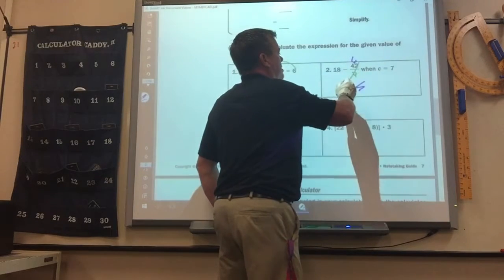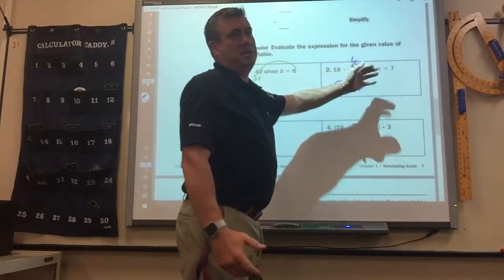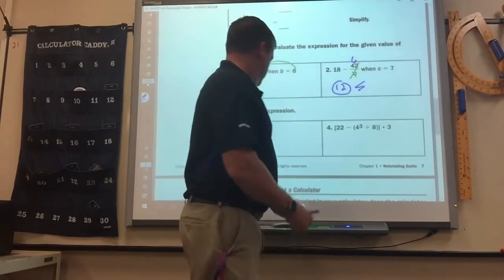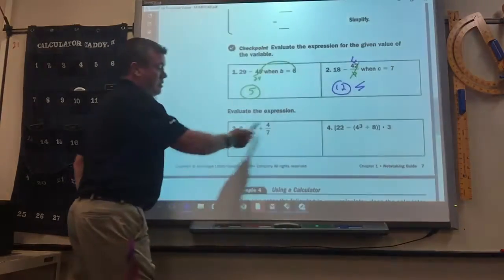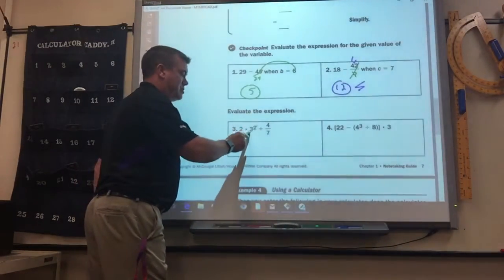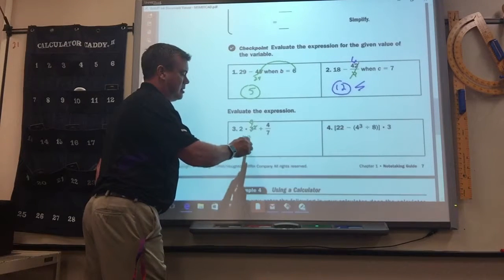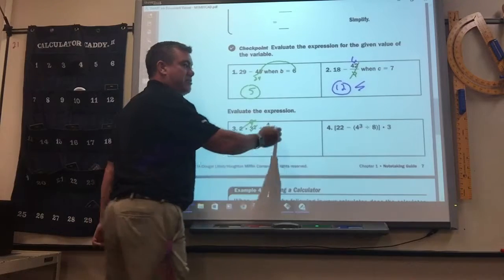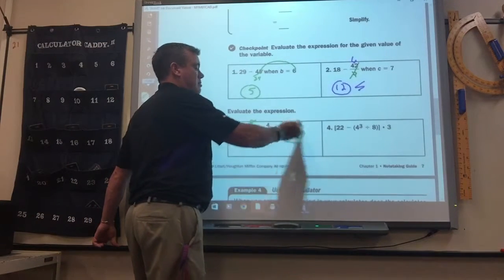So 18 minus 6 is 12. And again, you could have went 18 minus 42 divided by 7 on the calculator. You'd get the same answer. This one we do exponents first. That's 9. We do the multiplying second. That's 18. 18 plus 4 sevenths is just 18 and 4 sevenths.